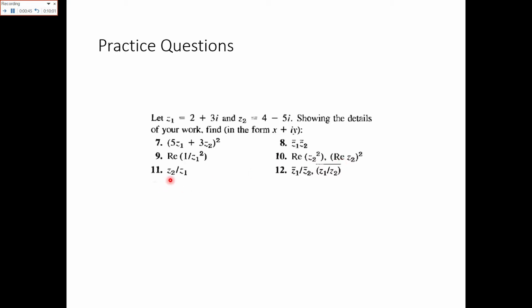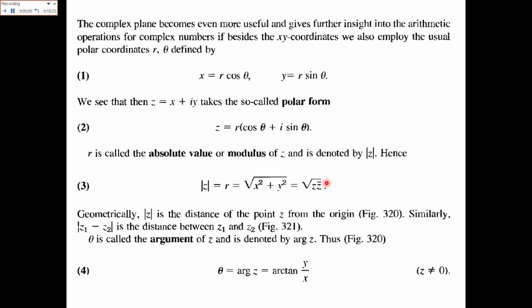Similarly you will solve z2 over z1, that is the quotient rule, and in question number 12 you will show that z1 bar divided by z2 bar, first you will solve and find the solution of this, and then you will find the solution of z1 over z2 whole bar and you will show that these two are equal.